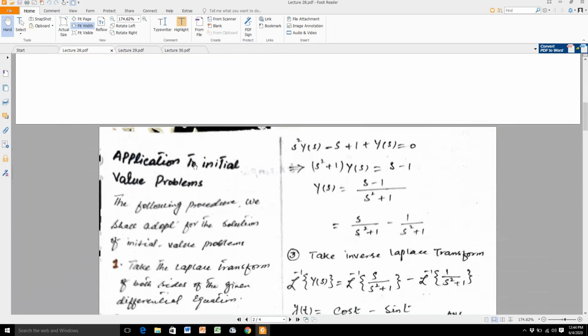Let us start our lecture. Here we see how we can apply the Laplace transformation on initial value problems. Last time we developed some formulas: the formula of the first derivative Laplace, then the second derivative Laplace, and the third derivative Laplace, and then I wrote the general form of the nth derivative in Laplace transformation.